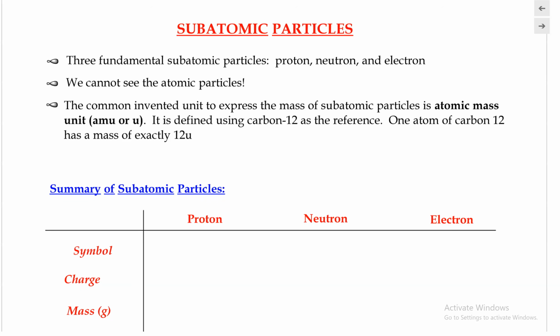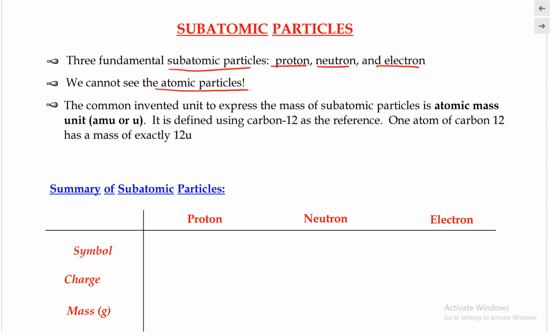Hi guys, in this video, I will discuss some of the properties of the subatomic particles. So we already know that there are three fundamental subatomic particles out there: the protons, neutrons, and the electrons. And these subatomic particles right here are very tiny, and clearly we cannot see them. Even with the latest technology that we have, we cannot see the subatomic particle.